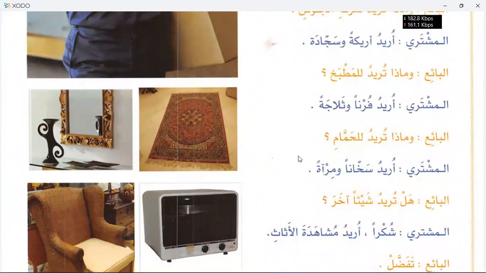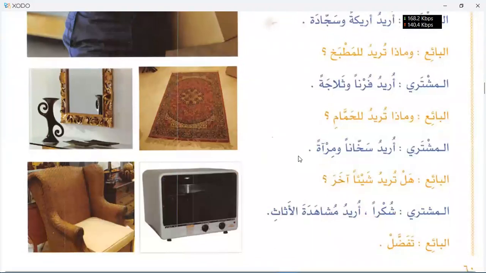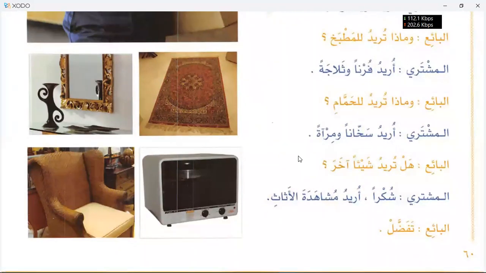I want a geyser, water heater, and a mirror. Do you want anything else? Thanks. I want to see the furniture. Sir, what is meant by this? I want to see the furniture. Tafaddal means yes, please. Okay.